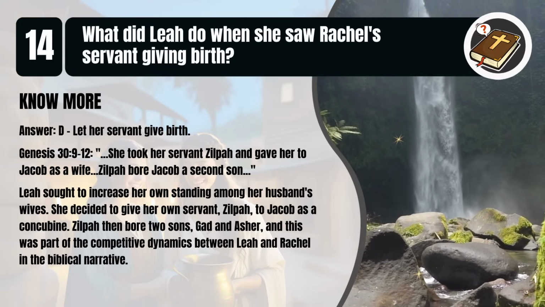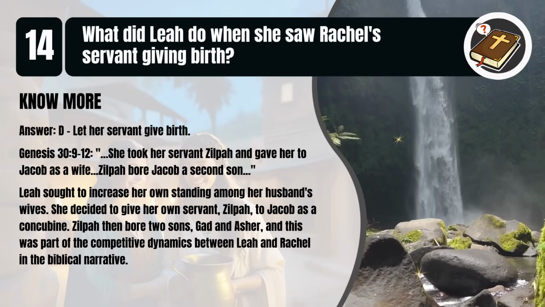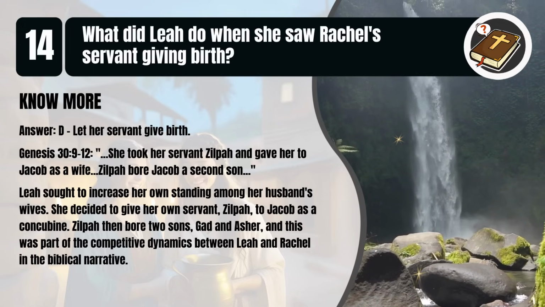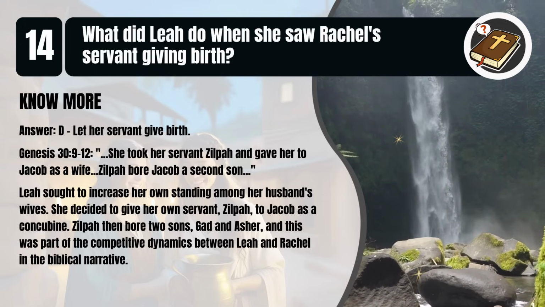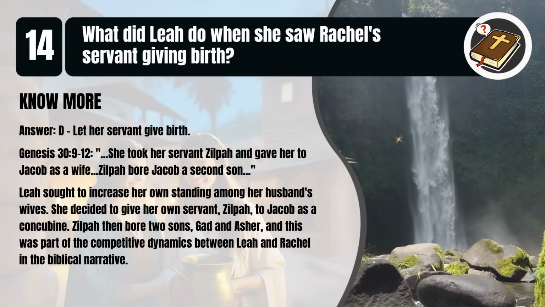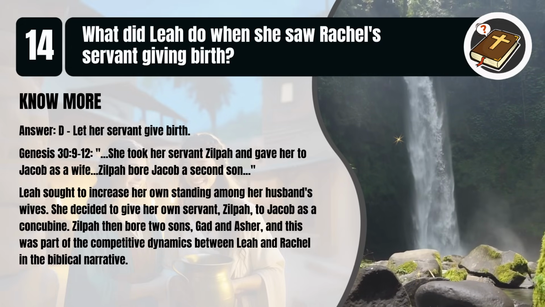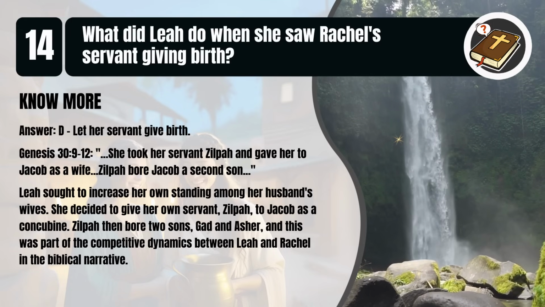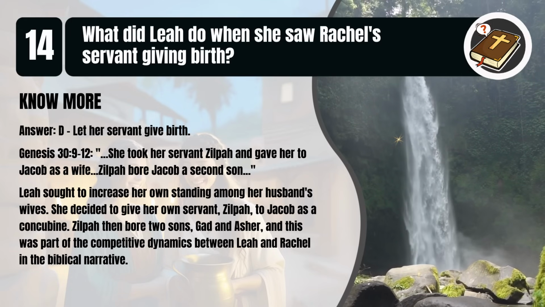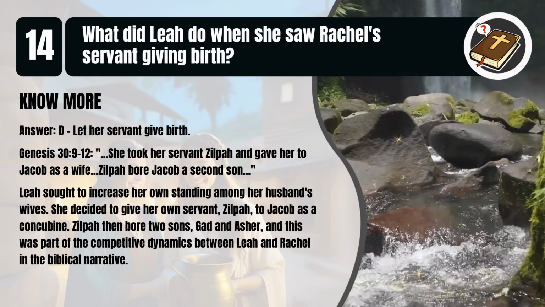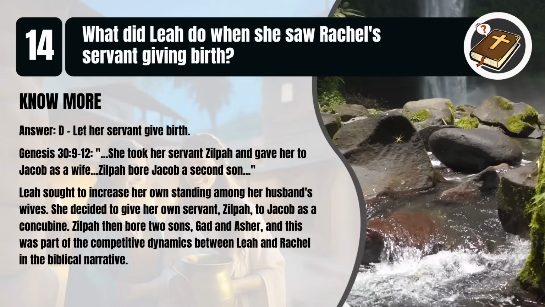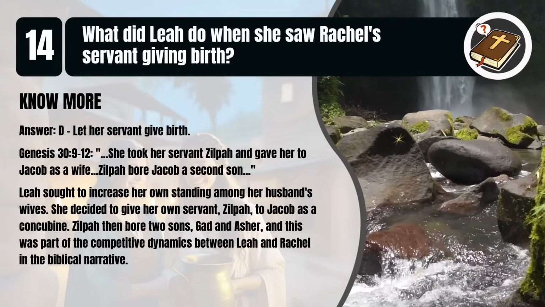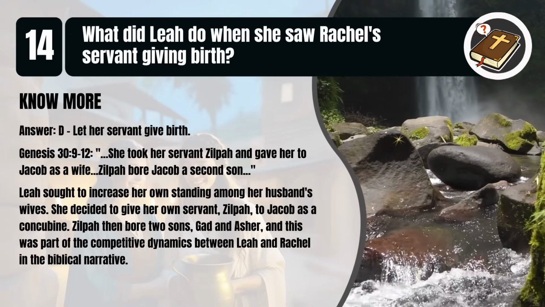That's D. Let her servant give birth. Genesis chapter 30, verses 9 to 12. She took her servant Zilpah and gave her to Jacob as a wife. Zilpah bore Jacob a second son. Leah sought to increase her own standing among her husband's wives. She decided to give her own servant Zilpah to Jacob as a concubine. Zilpah then bore 2 sons, Gad and Asher, and this was part of the competitive dynamics between Leah and Rachel in the biblical narrative.